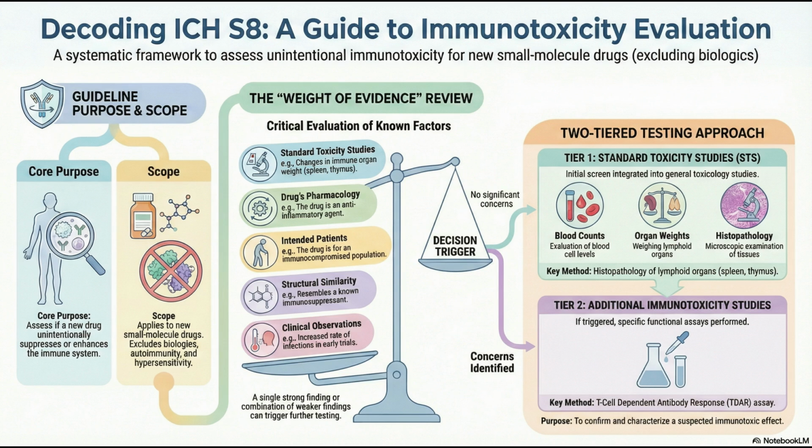And finally, C for clinical signs. If you are already in early human trials, are the actual patients showing signs of infection or immune issues? Human data always trumps animal data. So that's the SPI, SDC.